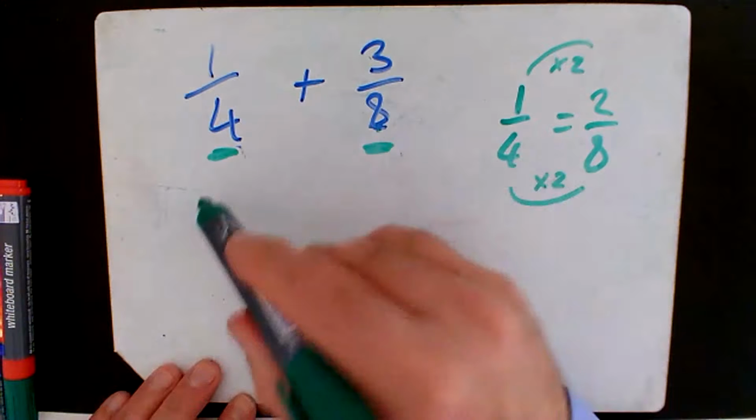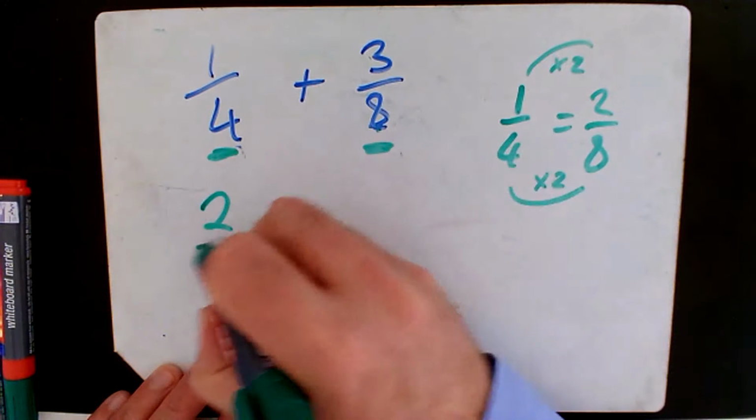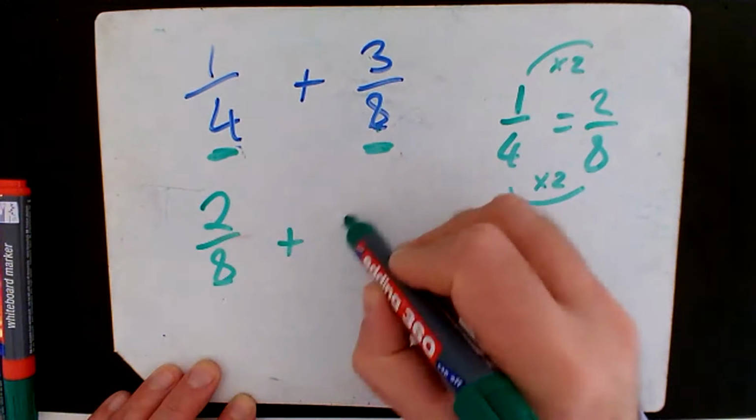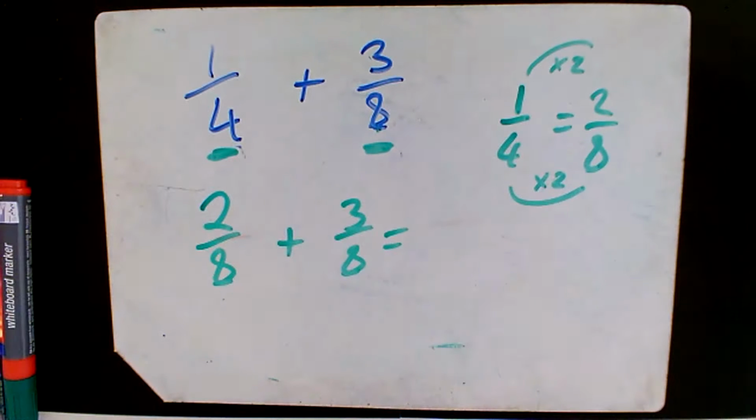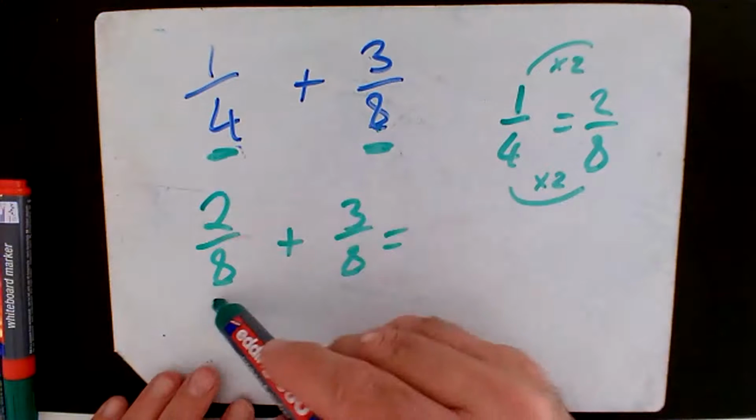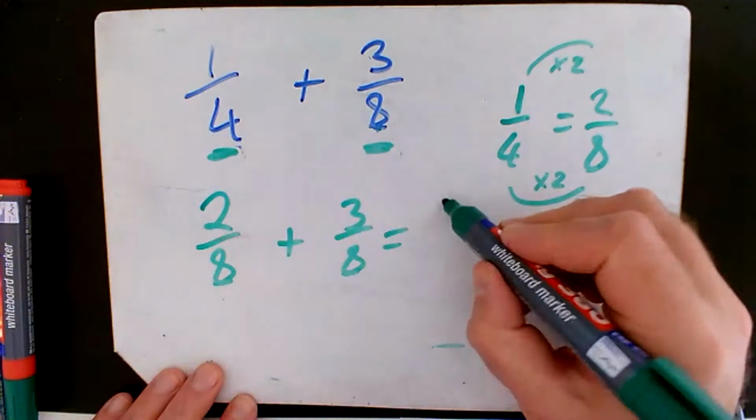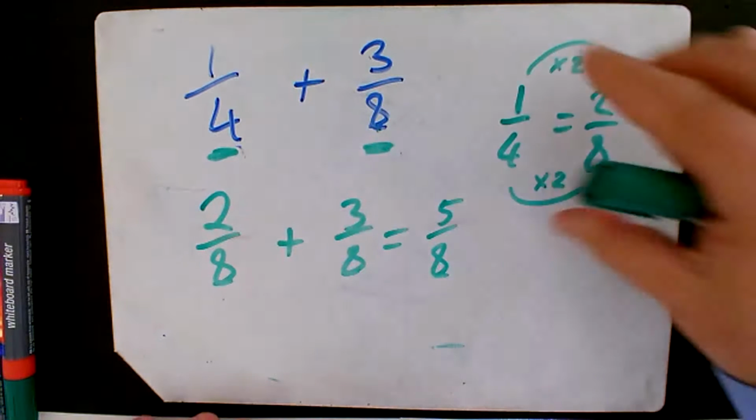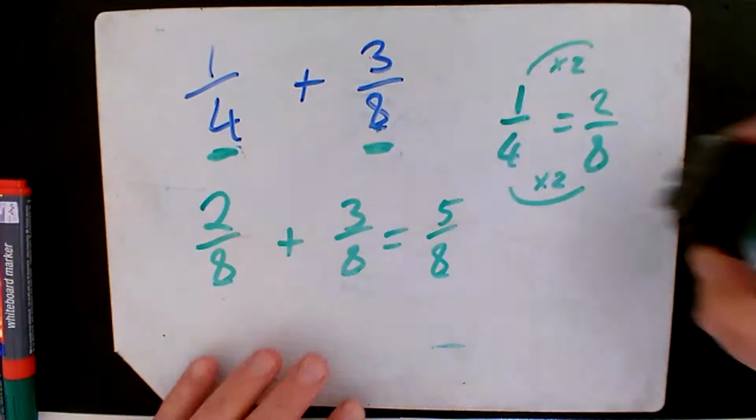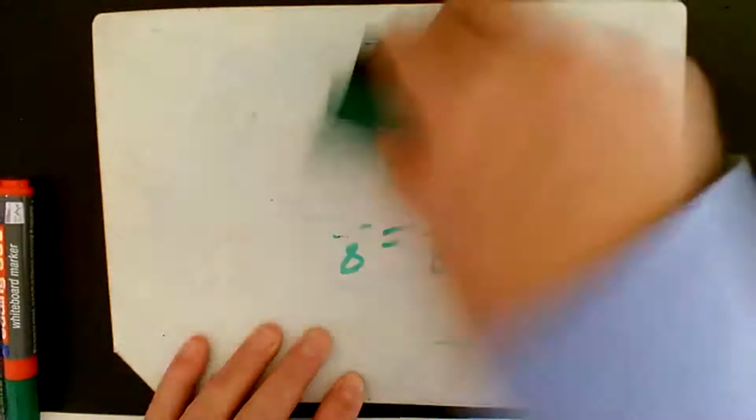So underneath, this is now 2 8ths plus 3 8ths. Now it's so easy. Now I've put them into the same denominator. It's 5 8ths. And this is how I want you to set them up when you're doing them. Work downwards, please, and just do your workings on the side there. Okay, let's have a look at another one.